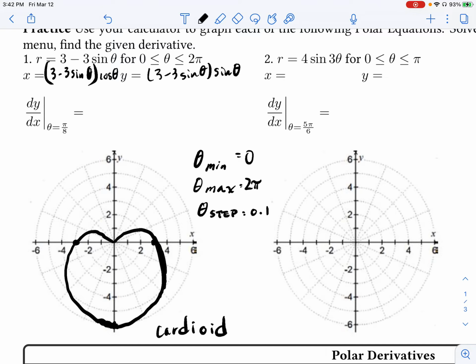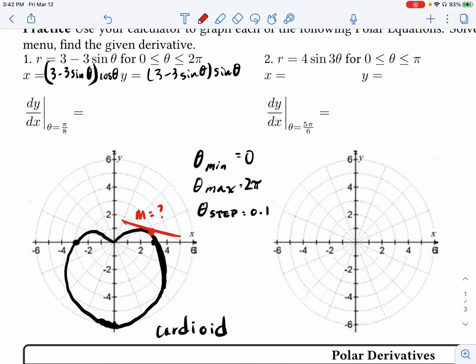Now, suppose you wanted to find dy/dx, which is the slope of the tangent line at theta is equal to pi over 8. Theta is equal to pi over 8. So what we're saying here, when theta is equal to pi over 8, which, again, is just a bit of an estimate, right around here, what we're trying to determine is what is the slope of this tangent line? And we're using dy/dx to do that.